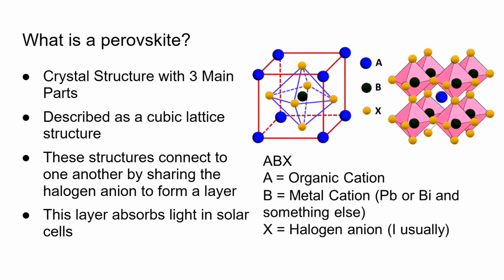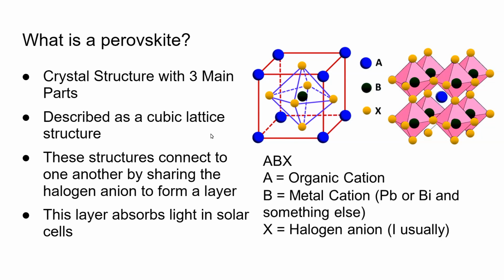All right, so we're going to start with what is a perovskite. It's a crystal structure. It has three main parts. In the corner here you'll see they're labeled ABX, it's ABX3. The A consists of this organic cation, B consists of this metal cation, which has most efficiently been made with lead, which is this Pb right here. More recent research has included bismuth and something else as a means to replace that lead, as lead is kind of toxic and we don't want toxic solar cells. And then X is the halogen anion. This is usually iodide. You don't necessarily need to remember that, but it's on there.